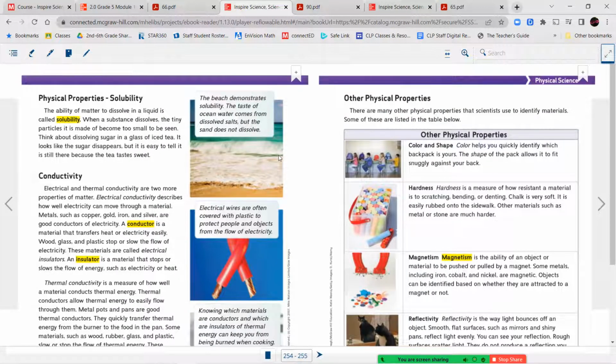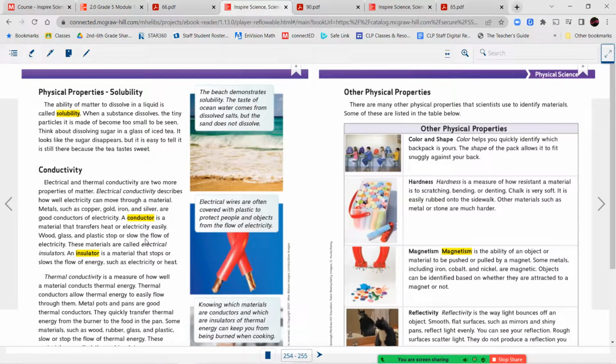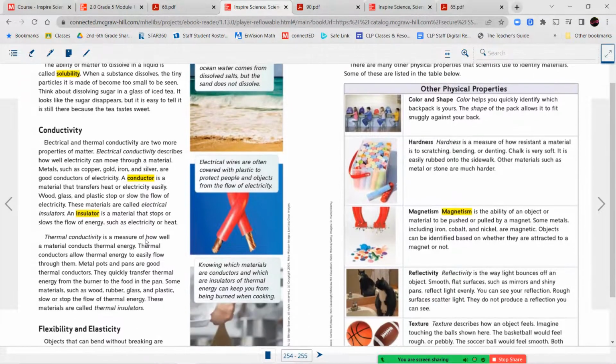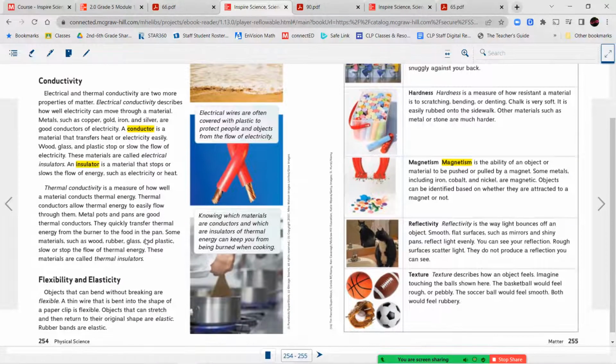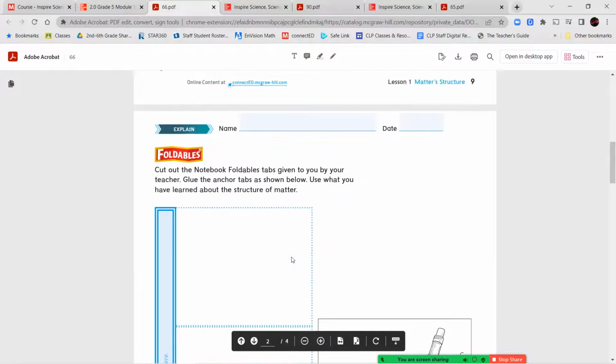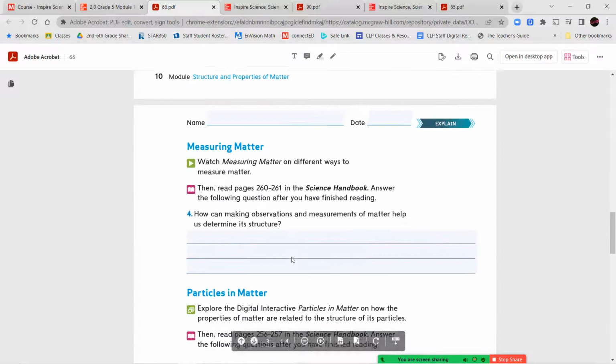The ones you would need to test could be solubility, conductivity, flexibility and elasticity, hardness, magnetism. All of those are examples of ones that you would need to test in order to identify.